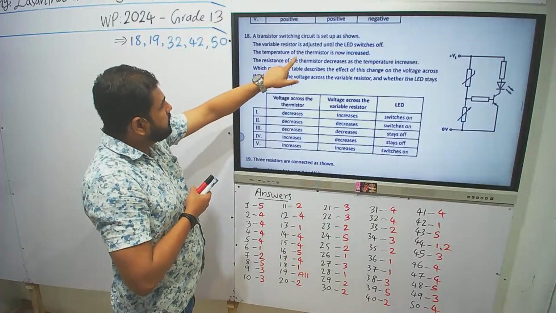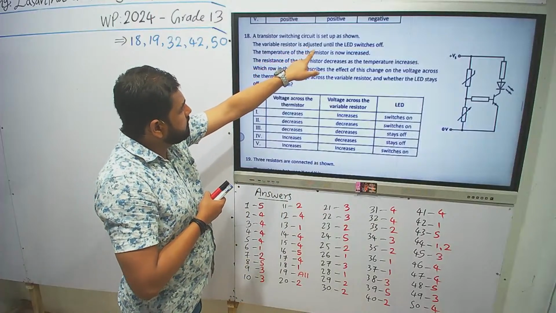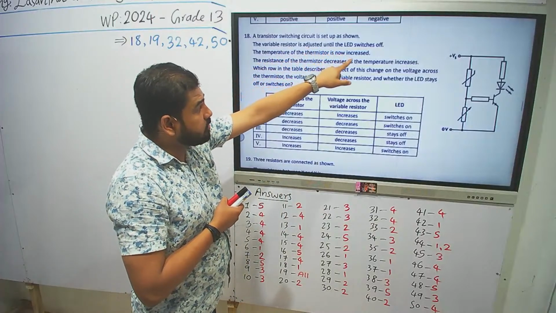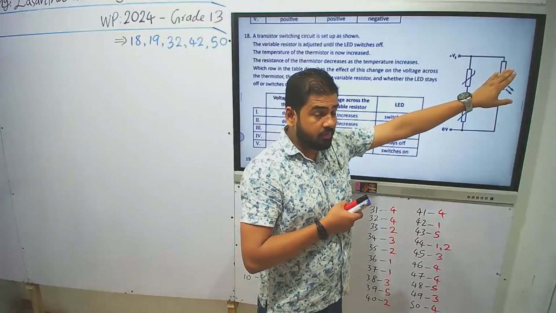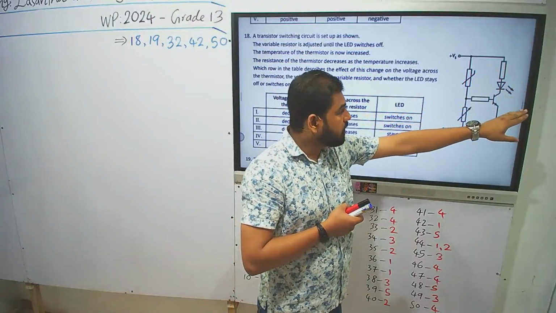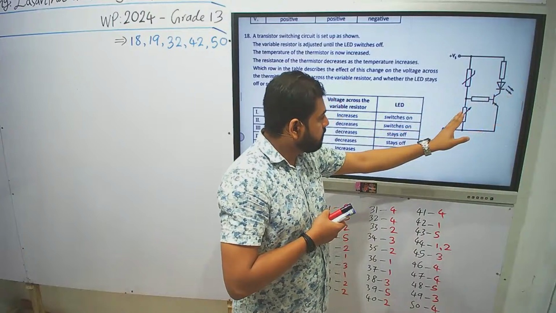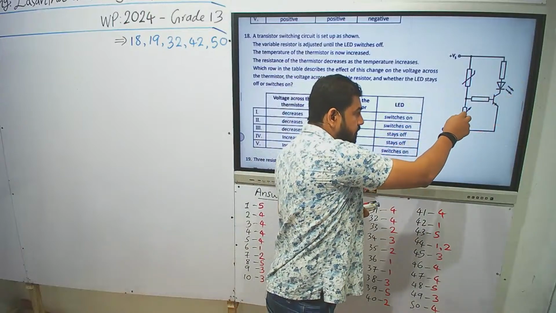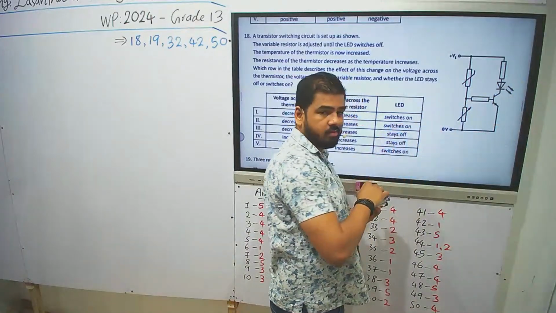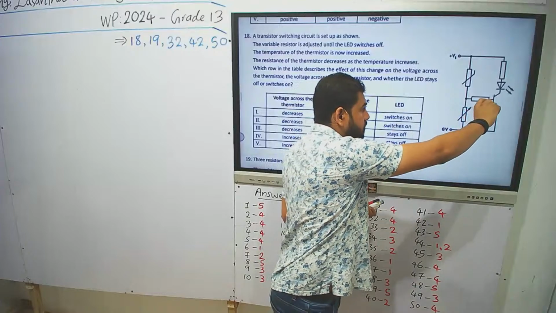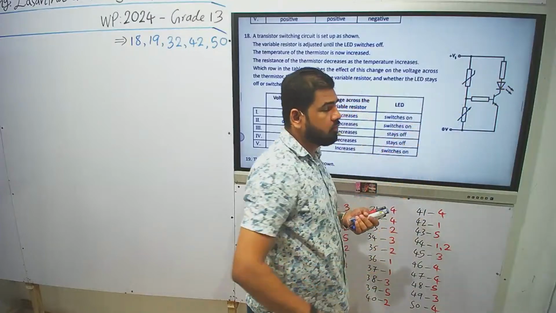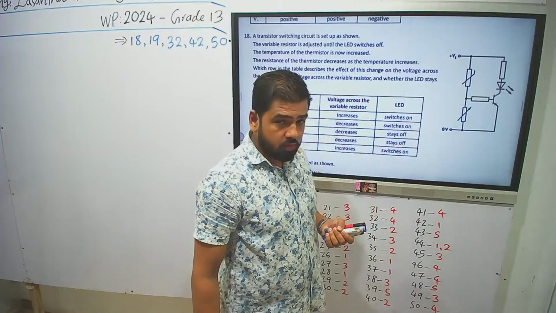So the resistor is adjusted until the LED is switched off. It changes from switched on to switched off. So how can we do that? You can reduce the resistance here. Once you reduce the resistance, the voltage drops, so that the transistor moves from saturation to cutoff.